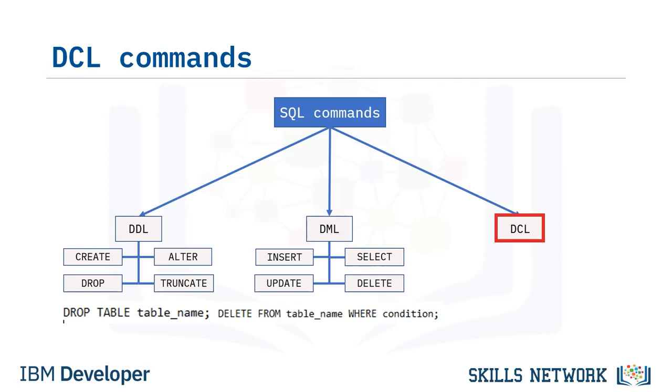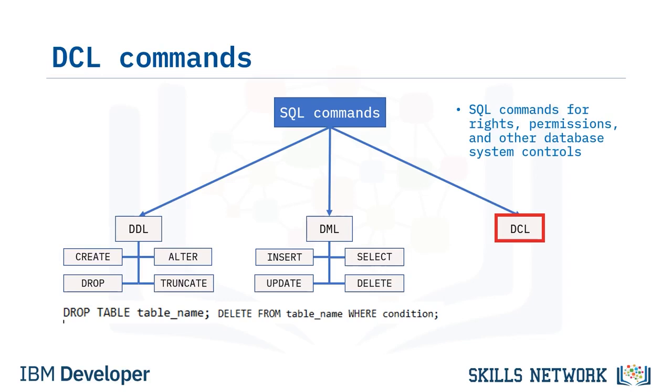DCL includes commands which mainly deal with the rights, permissions, and other controls of the database system. DCL commands create and modify the structure of objects in the database. DCL commands include the following: the grant command that provides users with access permissions to the database, and the revoke command that withdraws users' access permissions given by the grant command. Here is an example of the revoke command.